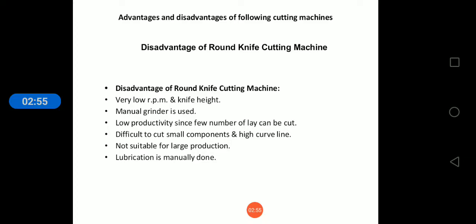Disadvantages of the round knife cutting machine. It has very low RPM and knife height, and a manual grinder is used. Productivity is low since a small number of layers can be cut. It is difficult to cut small components and high curve lines. It is not suitable for large production, and lubrication is done manually.